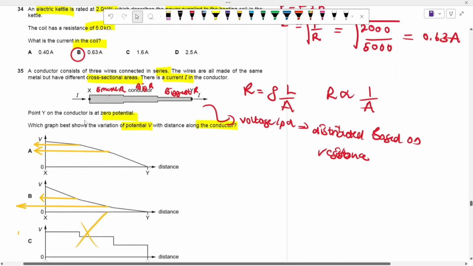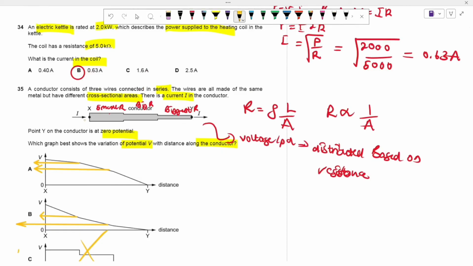Okay, if we start with A, we say that there should be a small drop for the first one, a slightly bigger drop, and then the biggest drop, right? If you look at here, here we have a small drop. That makes sense, right? A small drop in potential difference. And here we have a slightly bigger drop. And then here we have the biggest drop. Okay, the same here. We have a very big drop, a slightly smaller drop, the smallest drop.